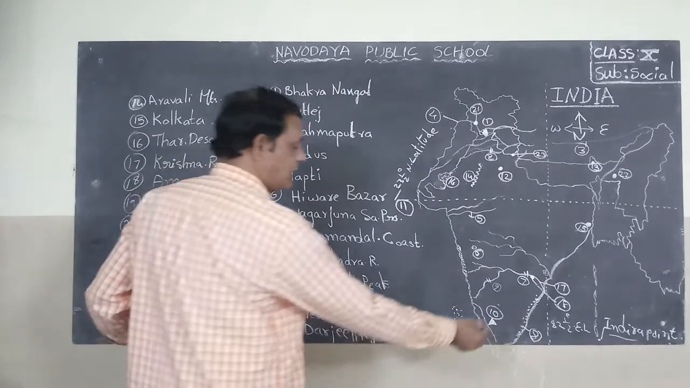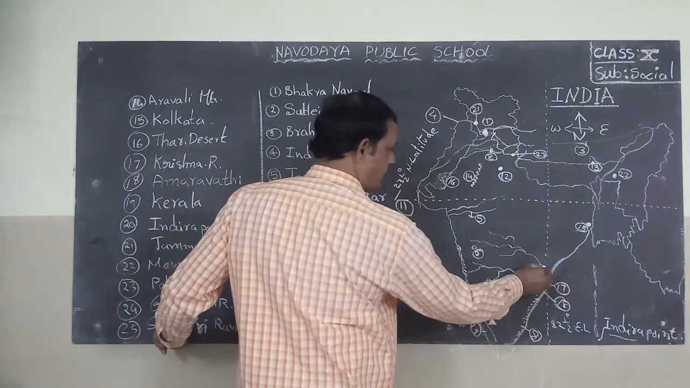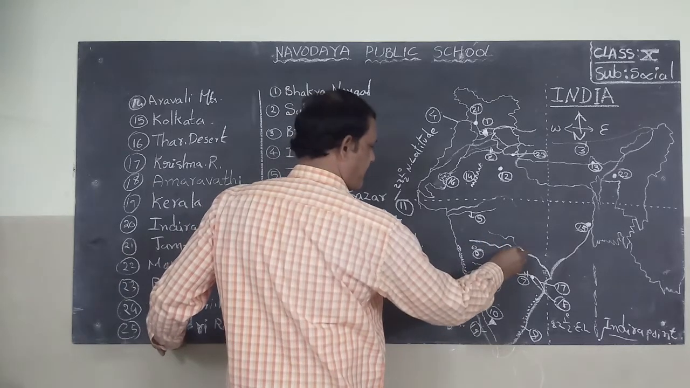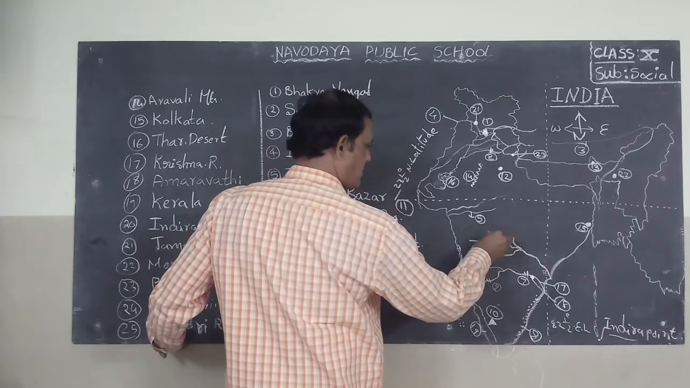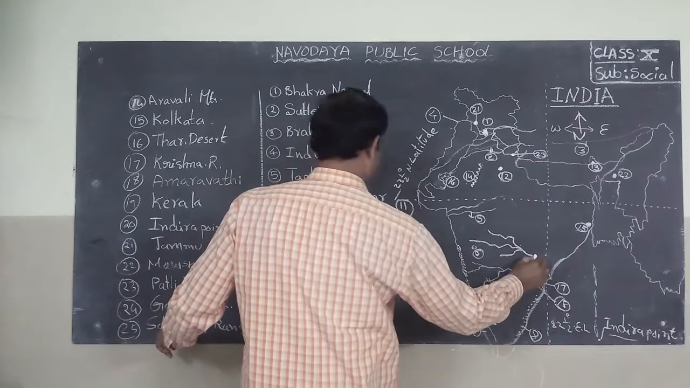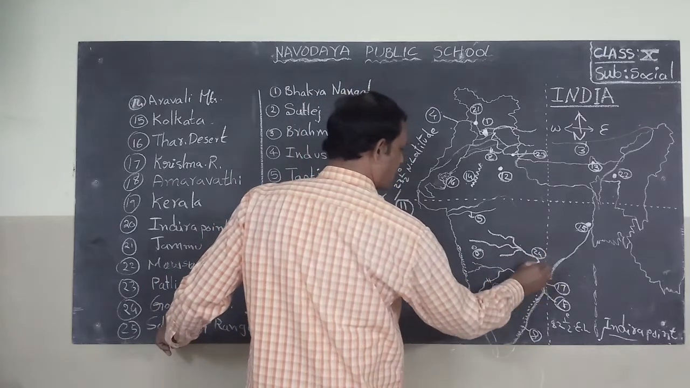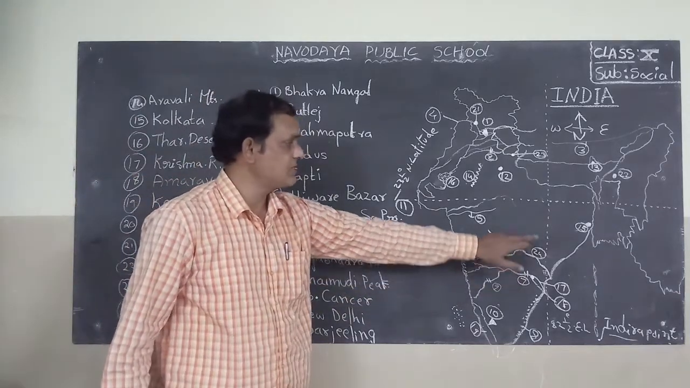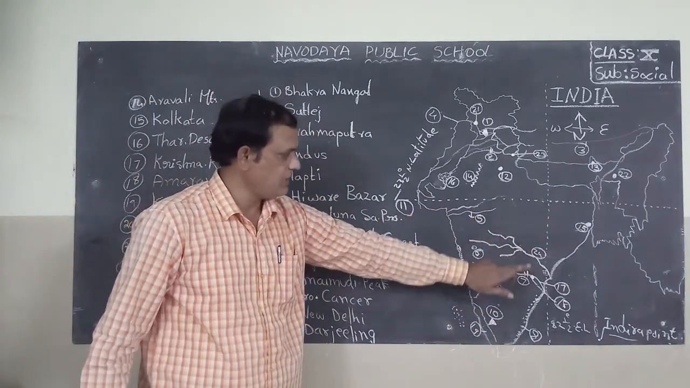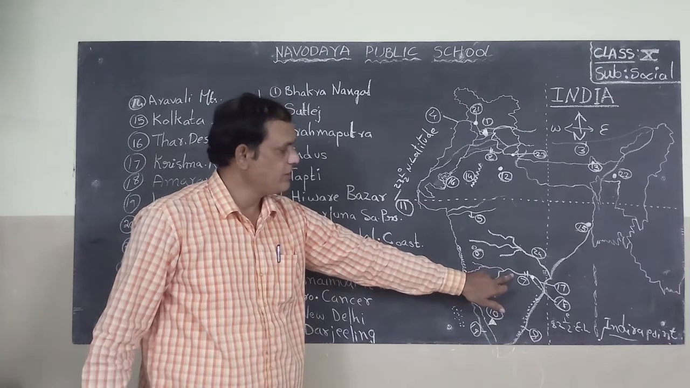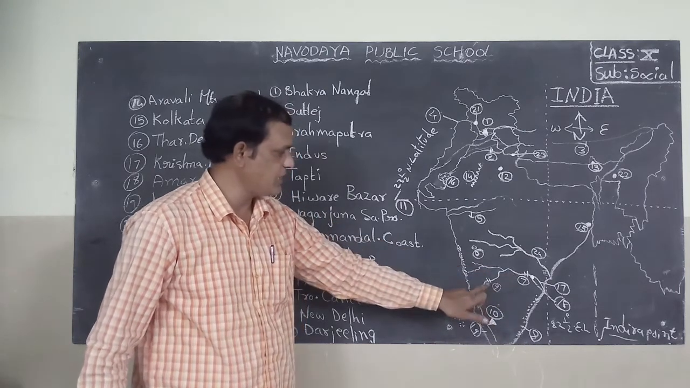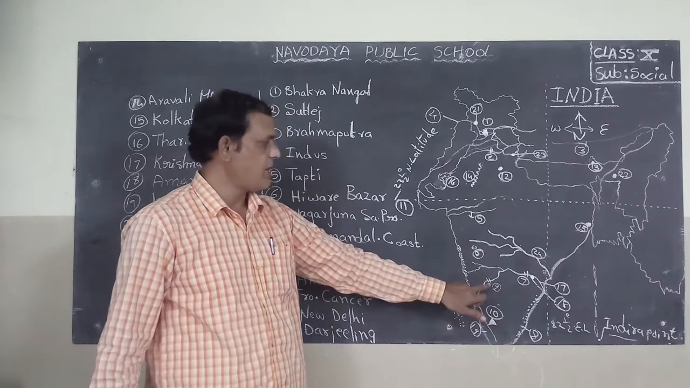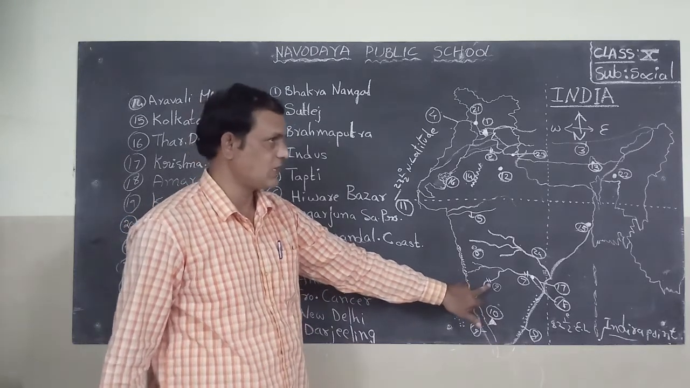Next one, Godavari river. Look at from this curve you write down. This is Godavari river. What is the number? 24. Godavari river. Godavari is the biggest river in South India. The second biggest river is Krishna river. Krishna river tributary is Tungabhadra. Tungabhadra dam was constructed here. I said in the lesson about Tungabhadra dam.